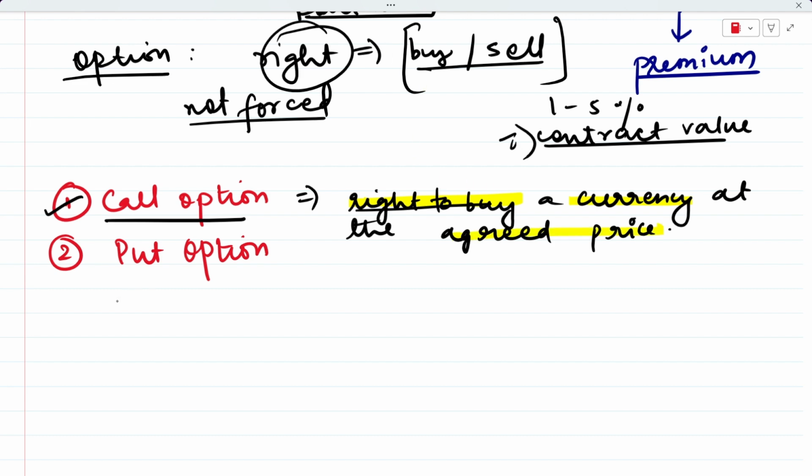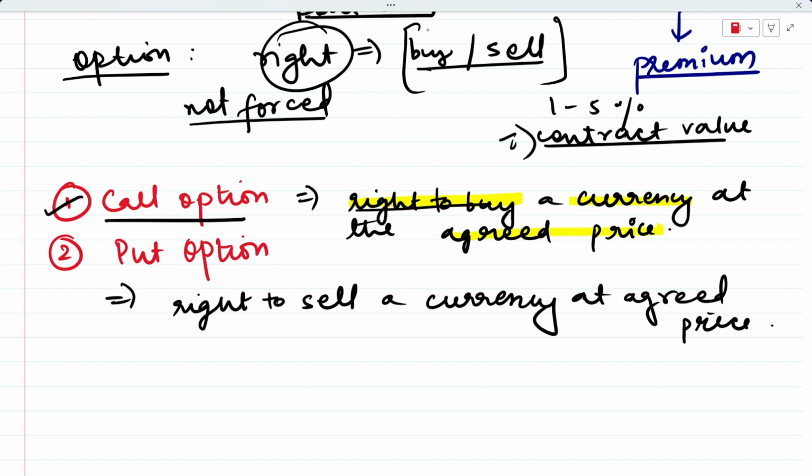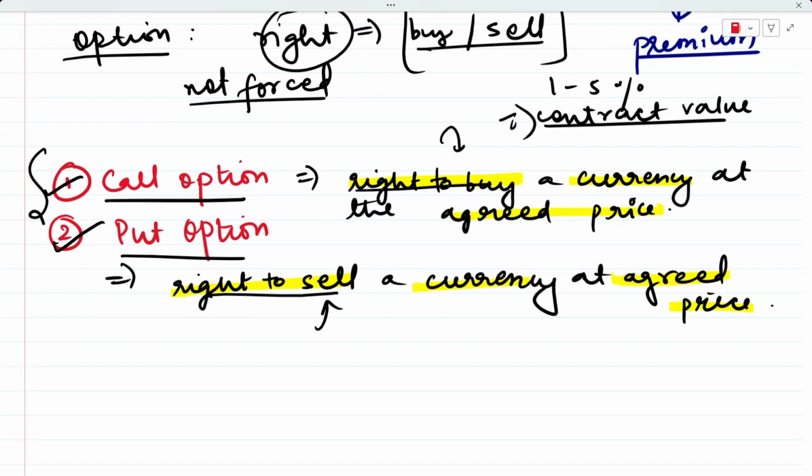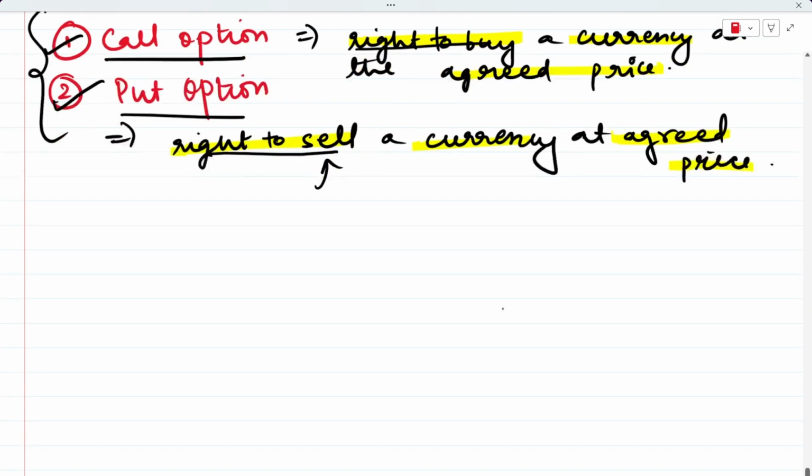And what does a put option tell me? A put option tells me that I have the right to sell a currency at an agreed price. So a call option tells me that I have the right to buy a currency at an agreed price, and the put option tells me that I have the right to sell a currency at an agreed price. So there are two styles of option also. Apart from these types of option, we have two styles of options.